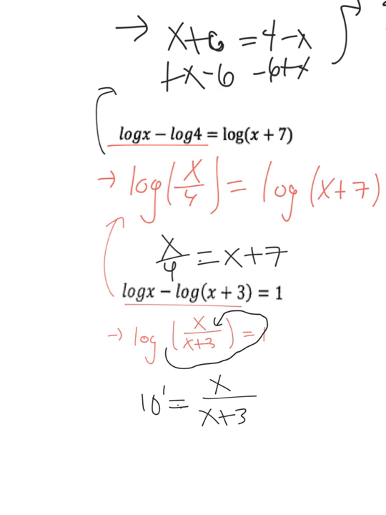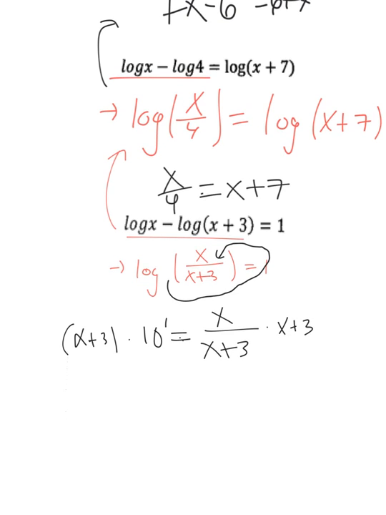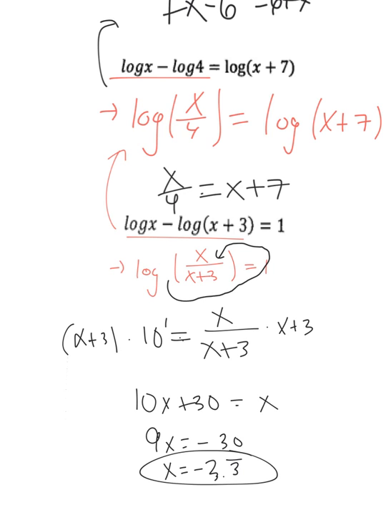And then I would solve this one exactly the same way as I've been doing. I'd multiply by x plus 3. I would get 10x plus 30 equals x. 9x equals -30. X is equal to -3.3 repeating. All right, -27 would have given me exactly -3.